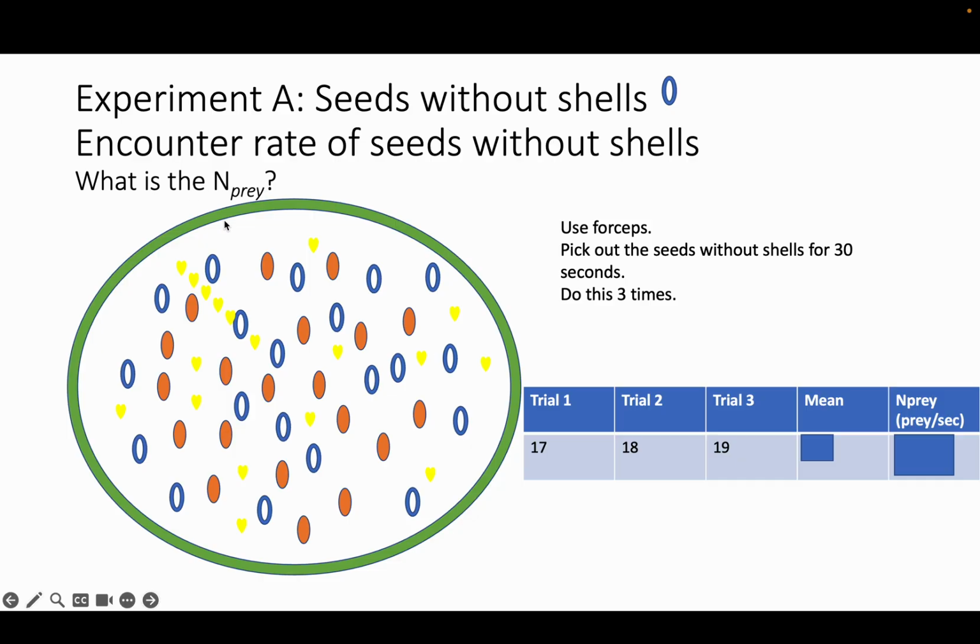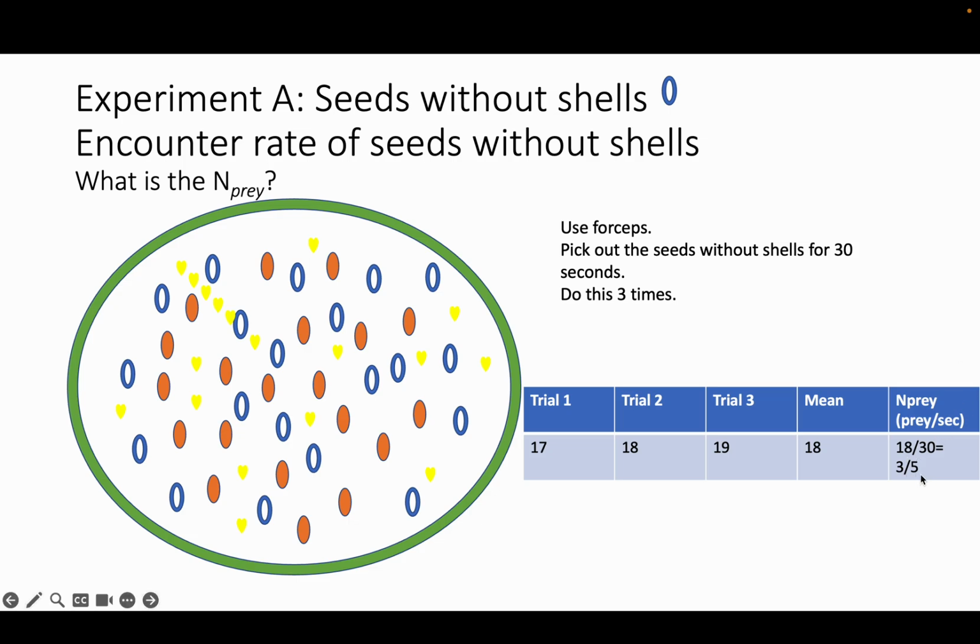But as of right now, we're just finding the N prey. For the third trial, we're able to pick out 19 seeds without the shells. All of this right now is just trying to find N prey, the encounter rate. So we take the average of all these three trials, and it's going to be 18. The average of 17, 18, and 19 is 18. To find N prey, we take prey divided by seconds. So we take this average, 18, divided by seconds. We were given 30 seconds to find these seeds without the shell. So 18 divided by 30 reduces down to 3/5.